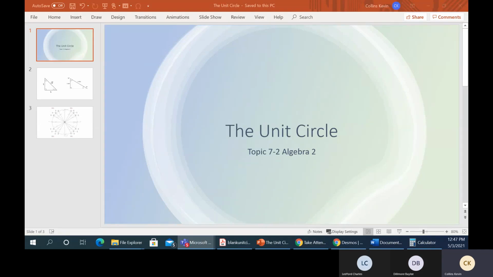All right, so today we're going to delve into the whole idea of the unit circle. This is the central idea behind trig. This is our main thing.